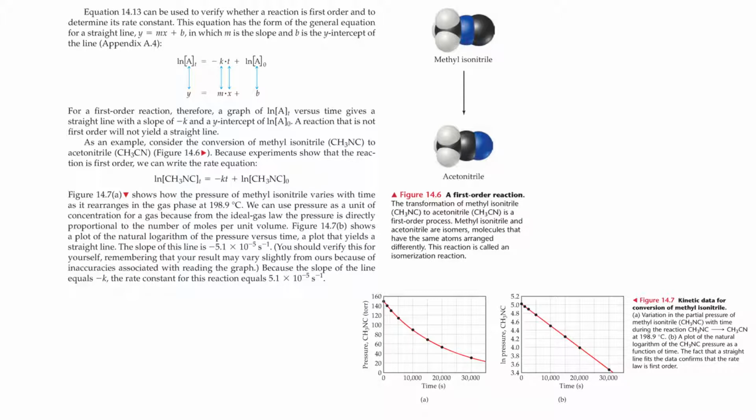Figure 14.7b shows a plot of the natural logarithm of the pressure versus time, a plot that yields a straight line. The slope of this line is negative 5.1 times 10 to the negative 5 per second. You should verify this for yourself, remembering that your result may vary slightly from ours because of inaccuracy associated with reading the graph. Because the slope of the line equals negative k, the rate constant for this reaction equals 5.1 times 10 to the negative 5 per second.